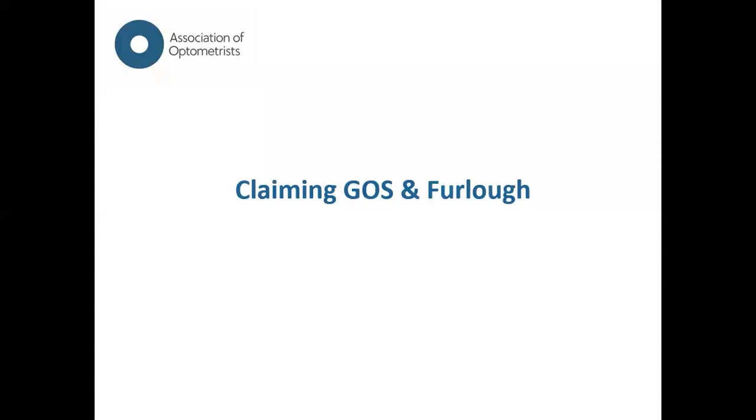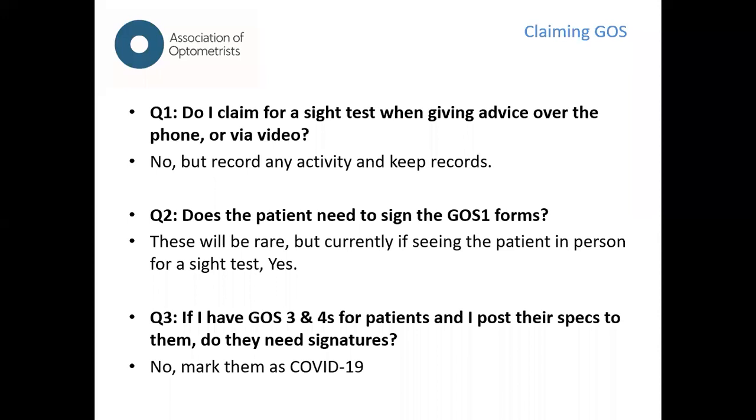So we're now going to move on to claiming GOS and furlough. And we can see that we've had a lot of questions saying, do I claim for a sight test when giving advice over the phone or via video? And the short answer is no, but you need to log any activity. So if you've advised over what to do about a problem somebody's got with specs, you wouldn't submit a GOS1.